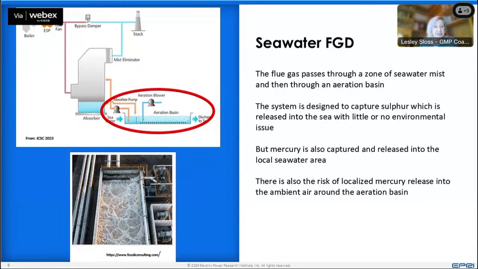Also, in a seawater FGD system, you have the aeration basins, which is this photograph down the bottom there. And that is open inside the plant. That's a bubbling flocculation tank to try and maximise the contact between the gases and the seawater material. And there is, as far as we're aware, a risk that there could be re-aeration of mercury in this local zone in this plant. So now we have new concerns that mercury may be released locally and may be being flushed out into the local seawater.